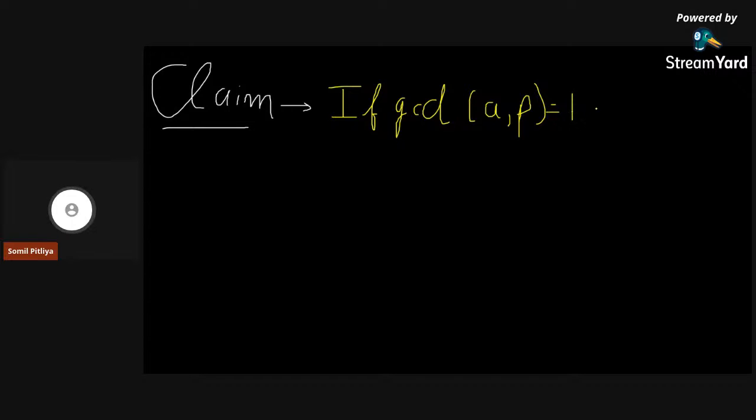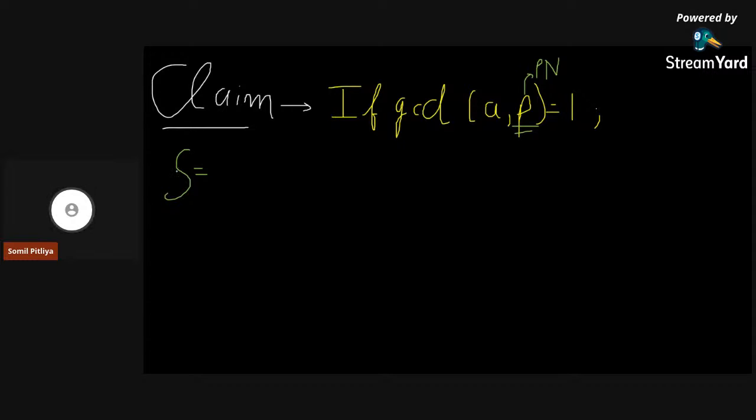Okay, so then I define a set S. Let us define a set S. Then the set S is the set of remainders when any number is divided by p. Here p is a prime number.